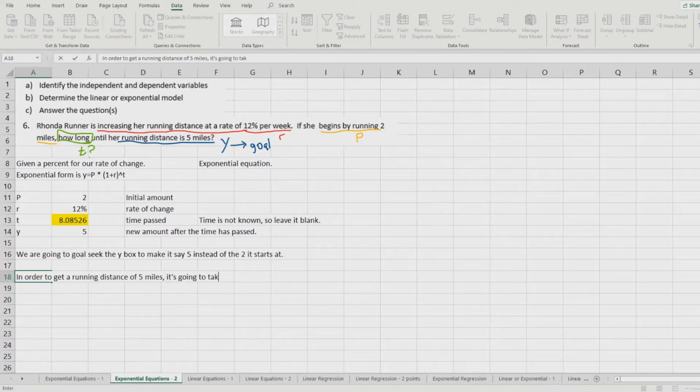So, in order to get a running distance of 5 miles, it's going to take 8.085 weeks of training. Reminding ourselves that the amount of time that was mentioned next to R was per week. That means our time comes out in weeks. So after a little over 8 weeks of training, she'll be able to do 5 miles.